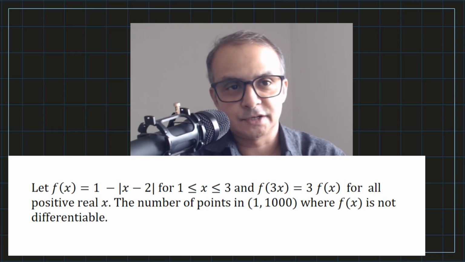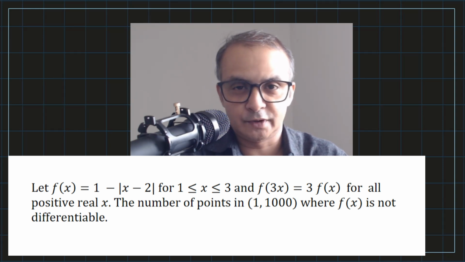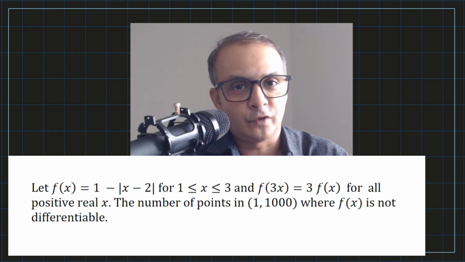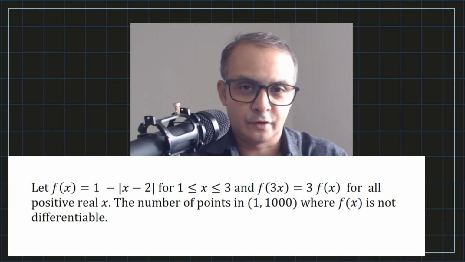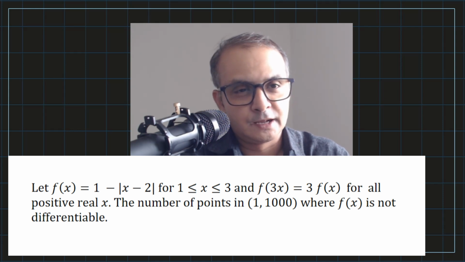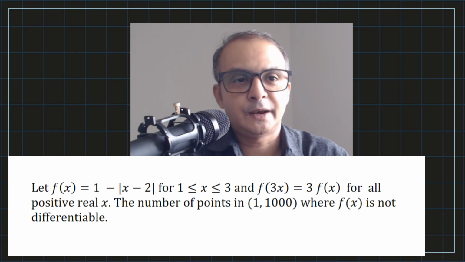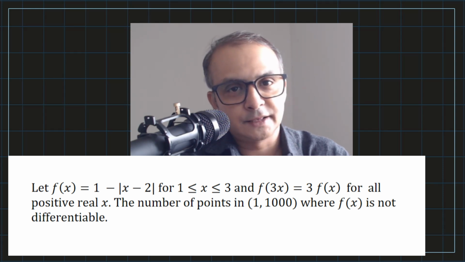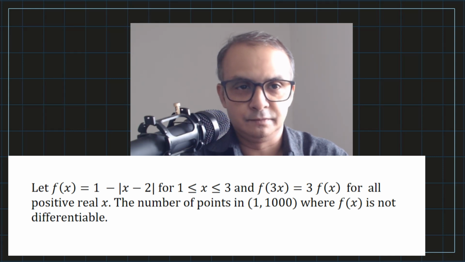This definition is only for x lying between 1 and 3 inclusive, and beyond this interval it follows the rule f(3x) is equal to thrice of f(x). The question is, how many points in the open interval 1 to 100 make this function non-differentiable?